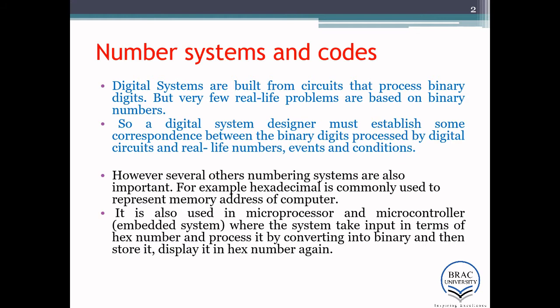For example, hexadecimal is used to represent the memory address of the computer. It is also used in microprocessors, microcontrollers, and embedded systems, where the system takes input in terms of hex numbers and processes it by converting into binary and then stores it, and displays it in the hex number again.